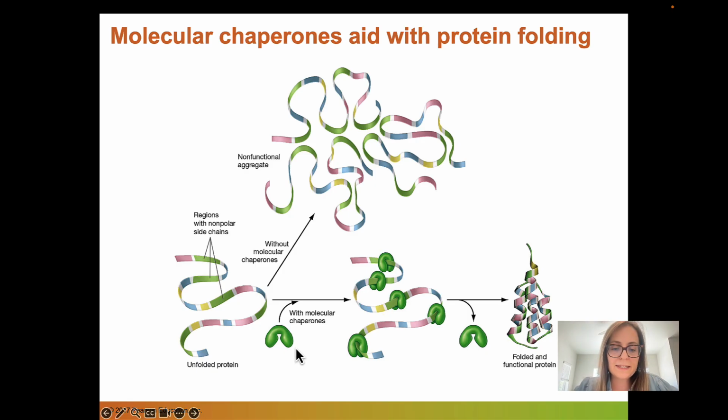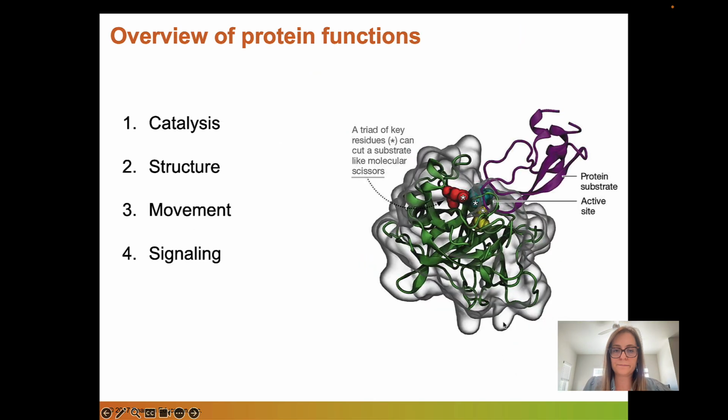But instead, in the cell, other proteins called molecular chaperones come along and bind to and sequester those non-polar regions, allowing the protein to eventually fold and take the correct shape. Once they're correctly folded, the molecular chaperones leave those proteins, and these proteins can go out into the cell and do their important jobs.